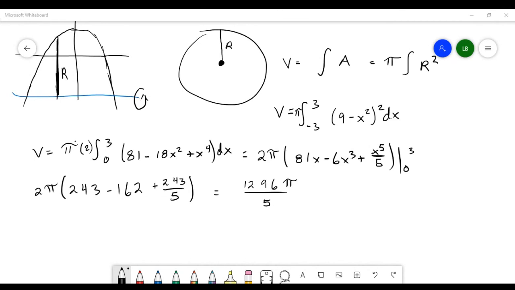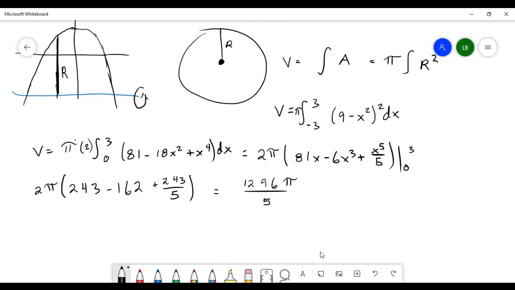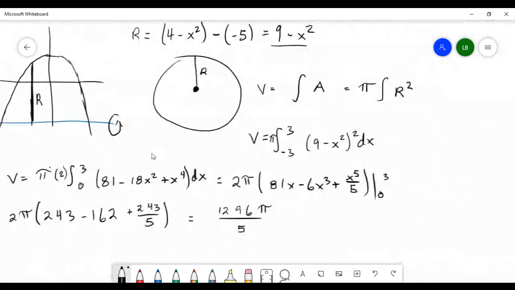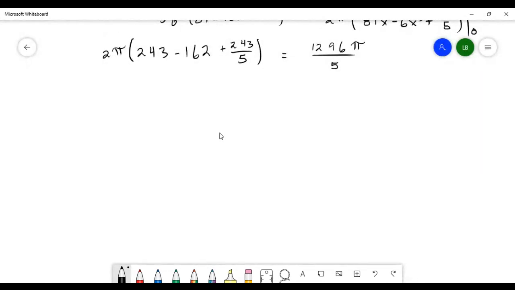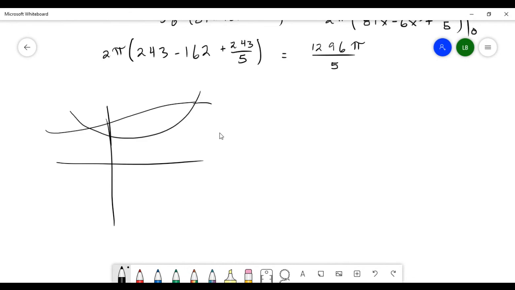Why was the line y equals -5 not small r? In this case, it's because we are actually rotating around that line. You might be referring to a different kind of problem where, say, we have two functions like this, and we wanted to rotate the shape between them, where this bottom function would be a little r and this top one would be a big R. Our volume would be pi times the integral of big R squared minus little r squared. You're asking why the line y equals -5 wouldn't be the little r squared, correct?